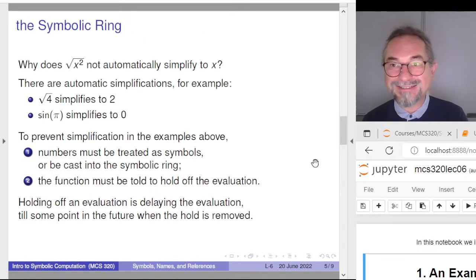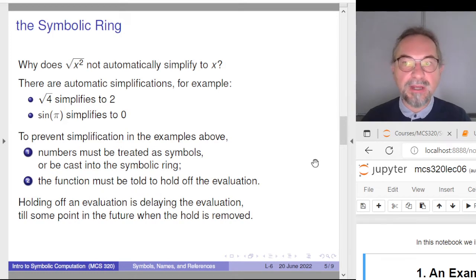Okay, so coming back to the last lecture, if we look at the square root of x squared, where x is a symbol, why does that not automatically simplify to x? Knowing what we know, or what we should know from the previous lecture, we can immediately answer this, but I will delay this now in this pre-recording till the demonstration.